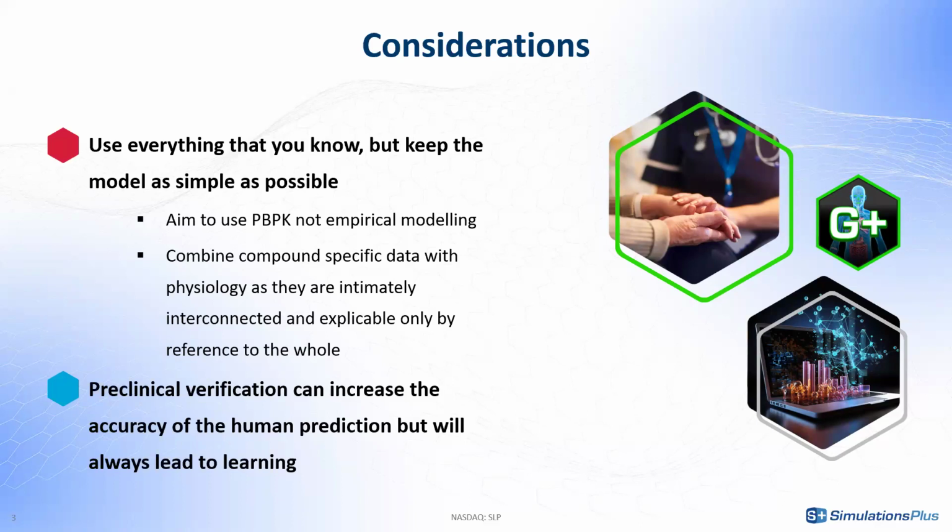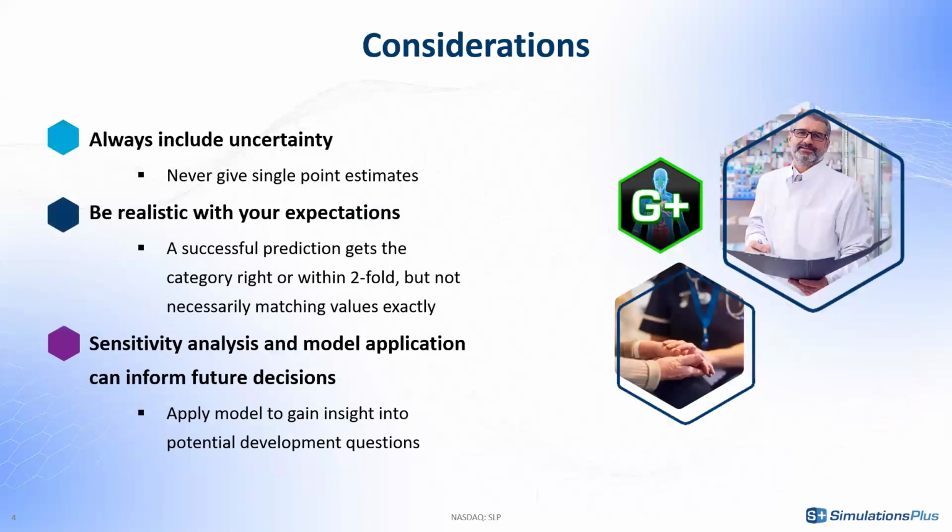Preclinical verification can increase the accuracy of the human prediction, but it will always lead to learning, and so has benefits whatever the outcome of the prediction. Always include uncertainty and never give single point estimates. And this really feeds into the next point, which is to be realistic with your expectations. A successful prediction could get the category right or within twofold, but it may not necessarily match the values exactly.